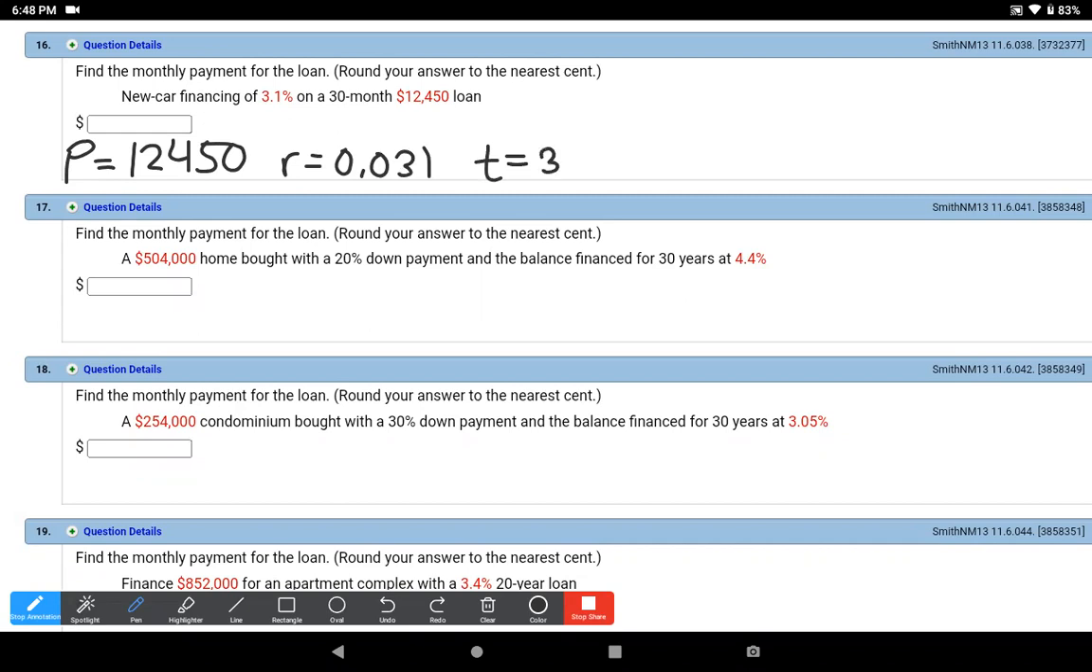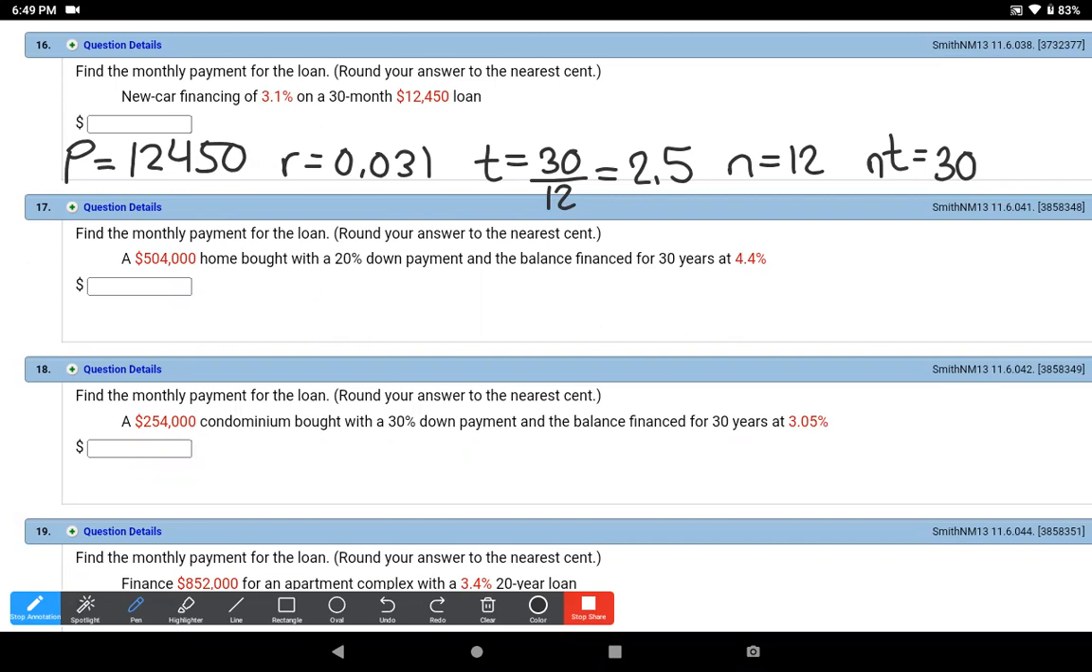Our time is kind of wonky. 30 months when there's 12 in a year gives us a 2.5. So it's 2.5 years. And N is 12 because it's monthly. N times T then should be 24 plus 6 for 30, but I'll put it in the calculator. 12 times 2.5 for 30. And then we should be able just to plug and chug, right?